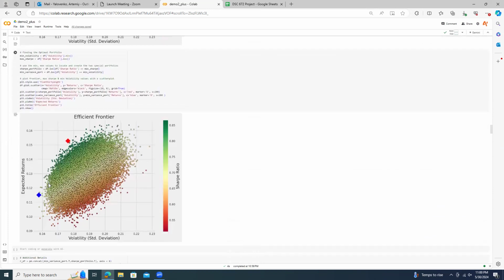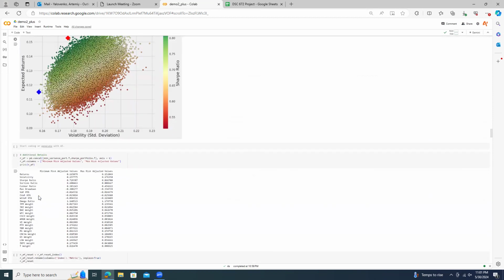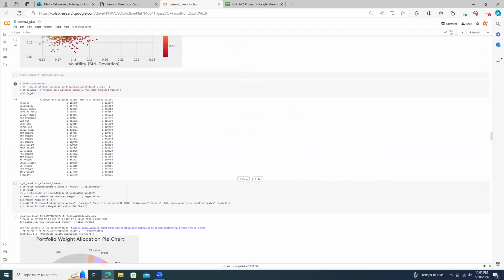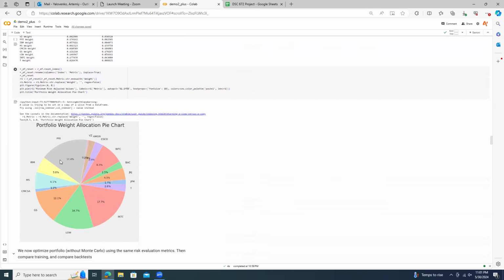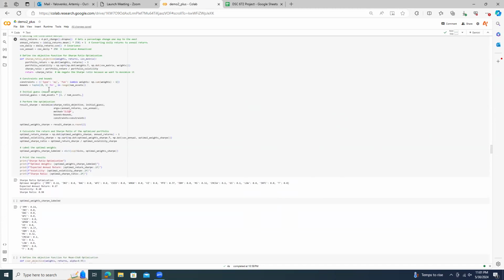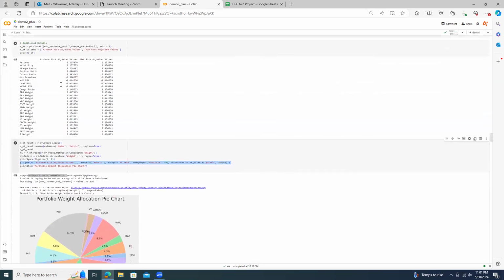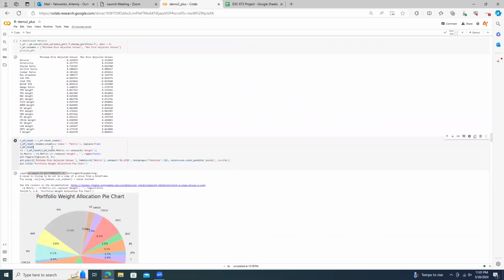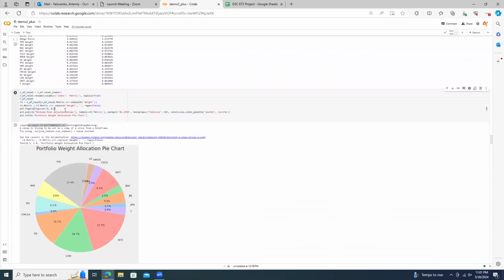So as you can see, this is our maximum risk portfolio. This is our minimum risk portfolio. And then more visualizations of portfolio weight allocations given the max. I believe this is the minimum risk adjusted portfolio. And we forgot to add the maximum risk portfolio. I will write that down and fix that.